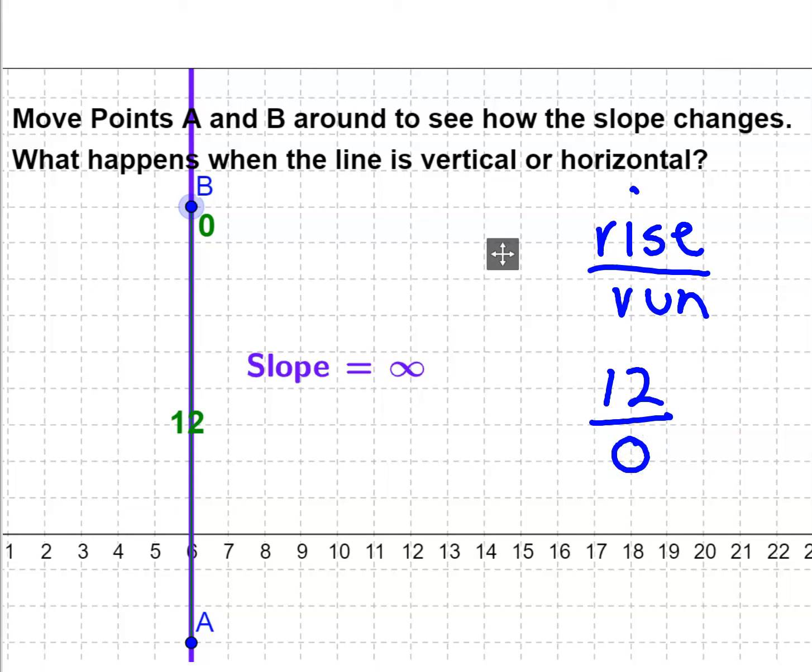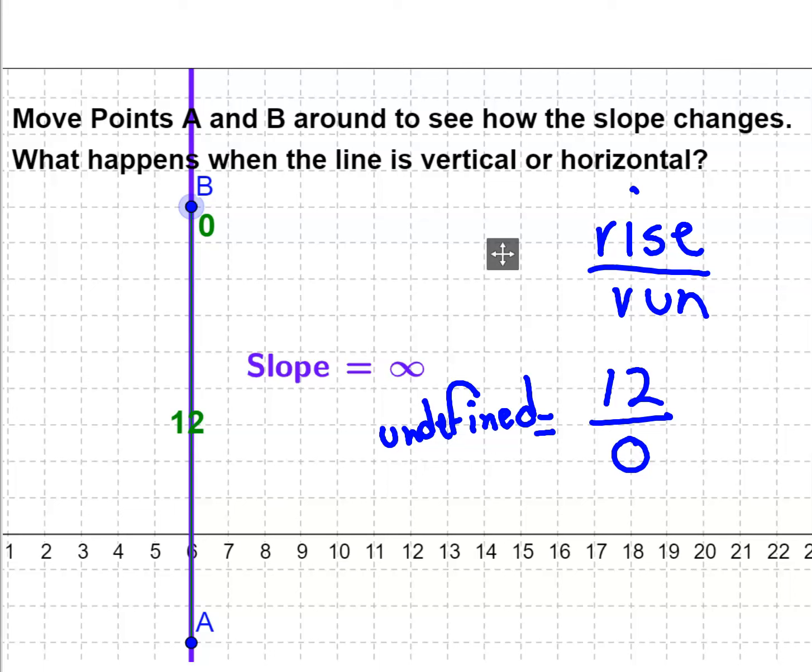Well, this you may remember from your previous work, you cannot divide by 0. You can divide 0 all you want. 0 divided by anything is still 0. But you can't divide by 0. So we would typically say the slope here is undefined. Okay. But the software I was using to make this, as soon as you tried to divide by 0, it just called it infinity because it gets bigger and bigger and bigger when the denominator gets smaller. And so it became infinity when it was dividing by 0. So the best thing to do is say the slope for a vertical line is undefined.